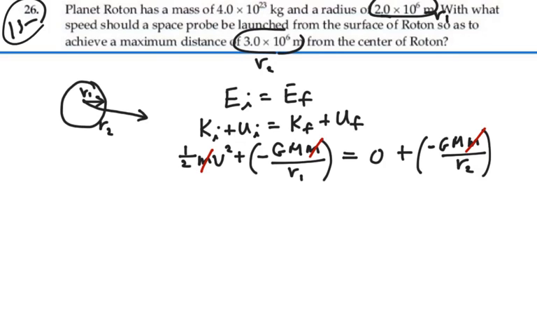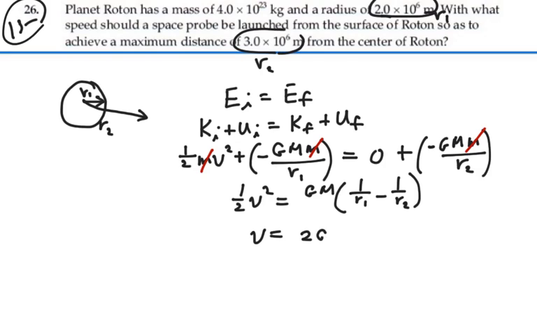So I have now that 1/2 v squared is going to equal GM times 1 over R1 minus 1 over R2. Alright, so next multiply both sides by 2, take the square root. So my velocity is going to be the square root of 2GM times (1 over R1 minus 1 over R2).